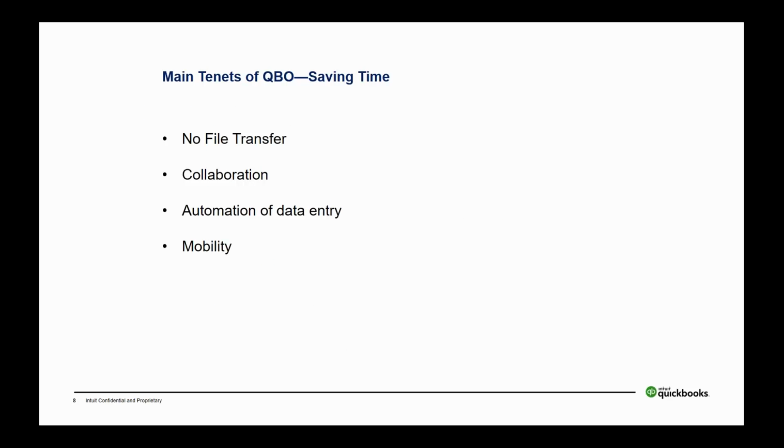My main tenets of QBO, I don't own these or anything, but I was thinking of these a while ago. I probably have a 5th one. I think it's third-party ecosystem and app integration. I'll add that as a bullet eventually. But again, no file transfer, collaboration at the team level within the firm. We're going to look at that first, but also with your client. Automating data entry. I'll also point that out at the very end. It's mostly around bank rules for the feed and recurring transactions. But there are apps that help automate data entry, fetch documents and such, and create them in QBO.